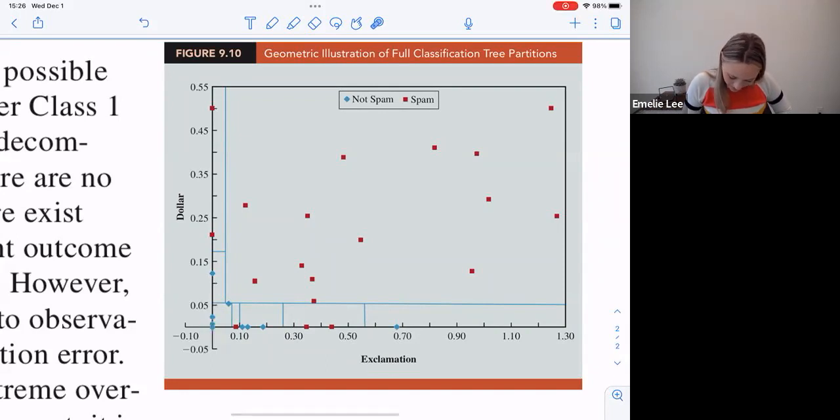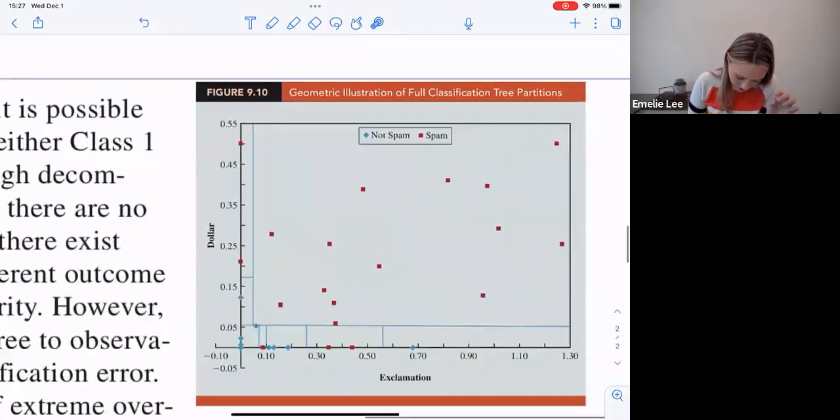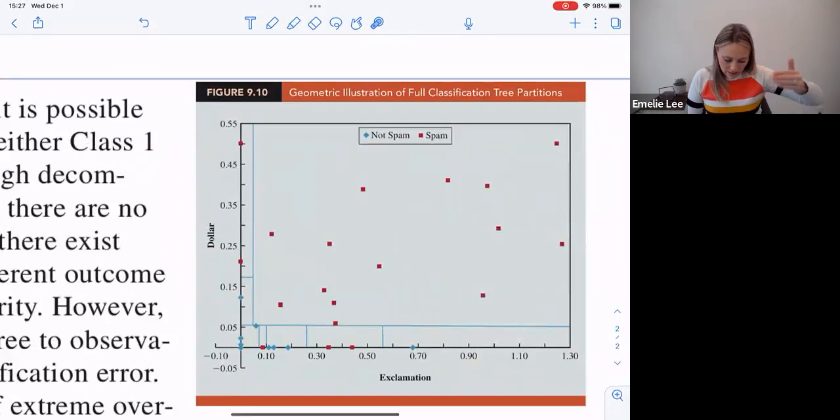Okay, and so here, if we have exclamation marks, and remember that first cutoff was 0.0555 something. Somewhere here, sorry. Our first cutoff was the dollar proportion of 0.0555. That'll make more sense. I'm just trying to make it match here. This is the equivalent of the first node. If you're less than here, then you're in one group, and if you're greater than here, then you're in another group. And we can see that a lot of these are spam here. So we've been able to capture a lot of that spam just in that one partition.